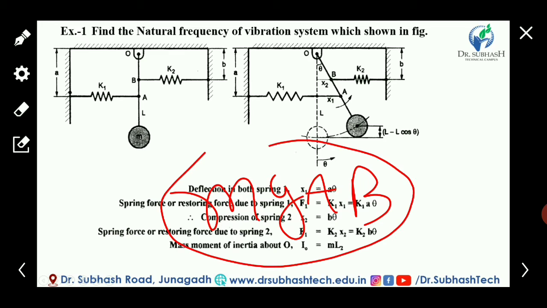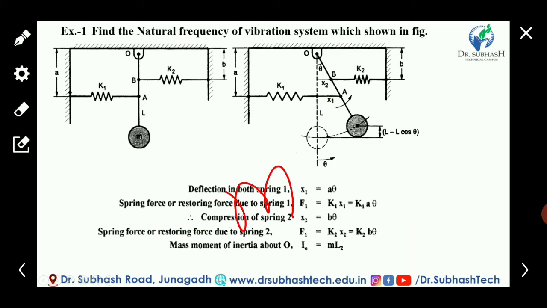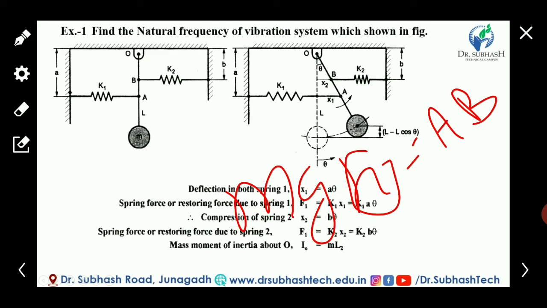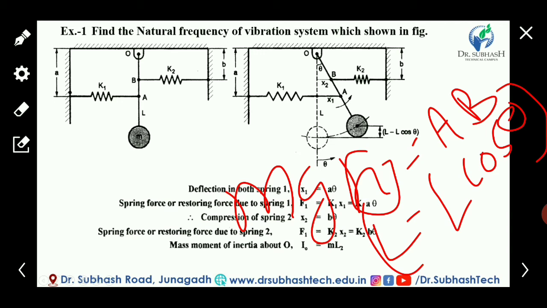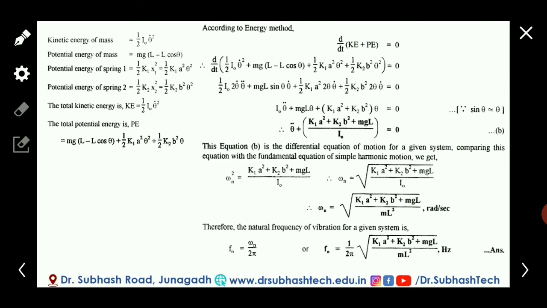mg times AB is the potential energy increase or decrease due to the height. Here the potential energy is increased, so it's positive. If the height of the mass is decreased from the equilibrium or mean position, then the potential energy is decreased, and mgh is taken as negative. Here h is defined by AB, which is equal to L minus L cos theta. So the potential energy due to the height difference is mg(L minus L cos theta).